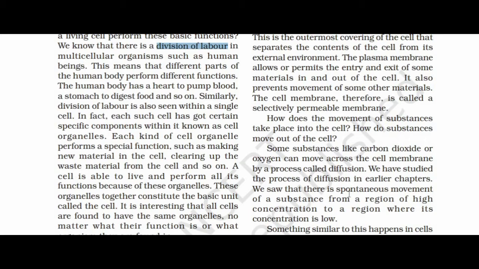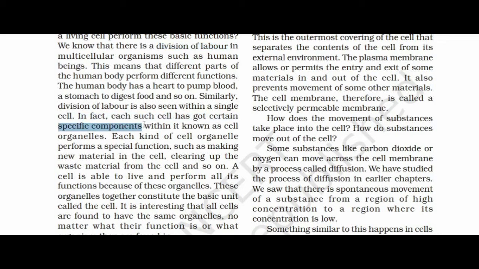A similar division of labor is also seen within a single cell, not only in the whole body. If we consider a small cell, a single cell, in that cell also there are different parts and each part is given its own work. Each part of a cell does its own work, its own function. In fact, each such cell has certain specific components within it known as cell organelles. What are cell organelles? Cell organelles are specific components.